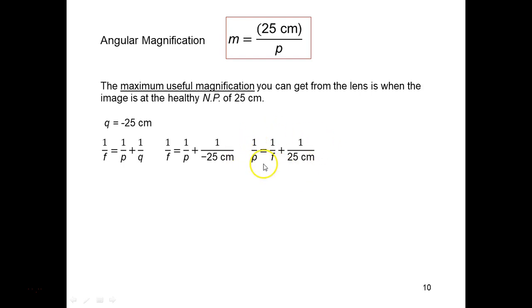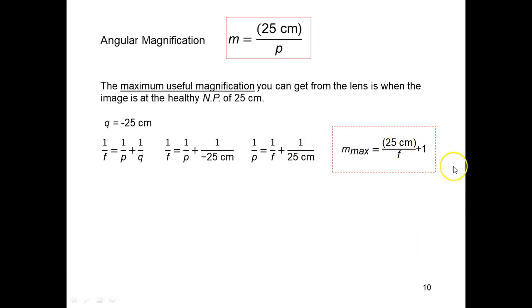I get this expression. What I do is take 1 over f plus 1 over 25 centimeters and stick it into the 1 over p in this equation, because this is 25 centimeters times 1 over p, and that leads to this equation for the maximum angular magnification that you can get for a lens. You can actually form the image closer than 25 centimeters from the lens, and you will get a larger magnification. It'll look bigger, but it's going to be blurry. So the useful maximum magnification is given by this formula.